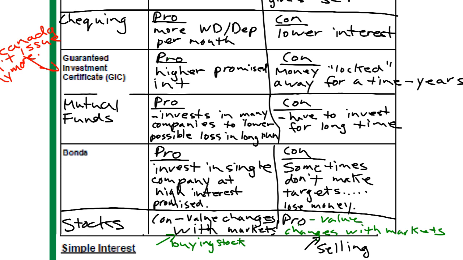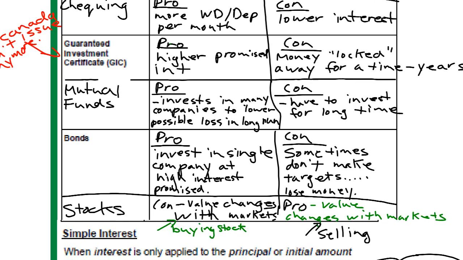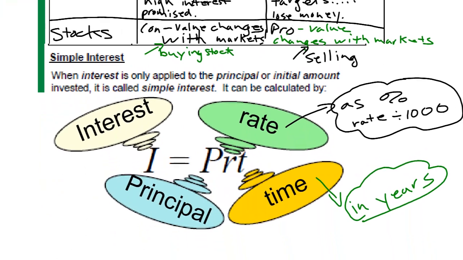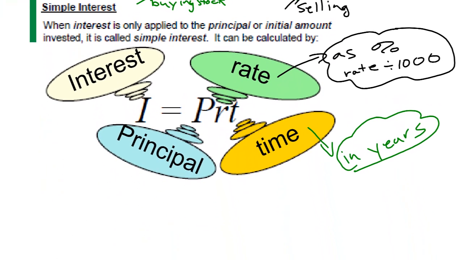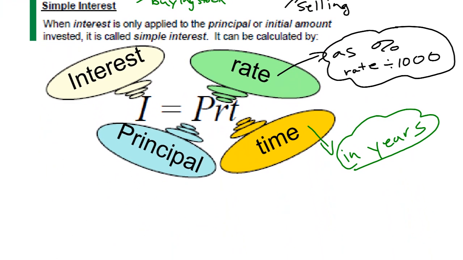All right, now let's talk about the main concept of today. It's called the interest rate. When we talk about simple interest, that's something that I want you to understand. Simple interest is applied to the principal, the starting amount of money. And it's called simple interest. The I value.